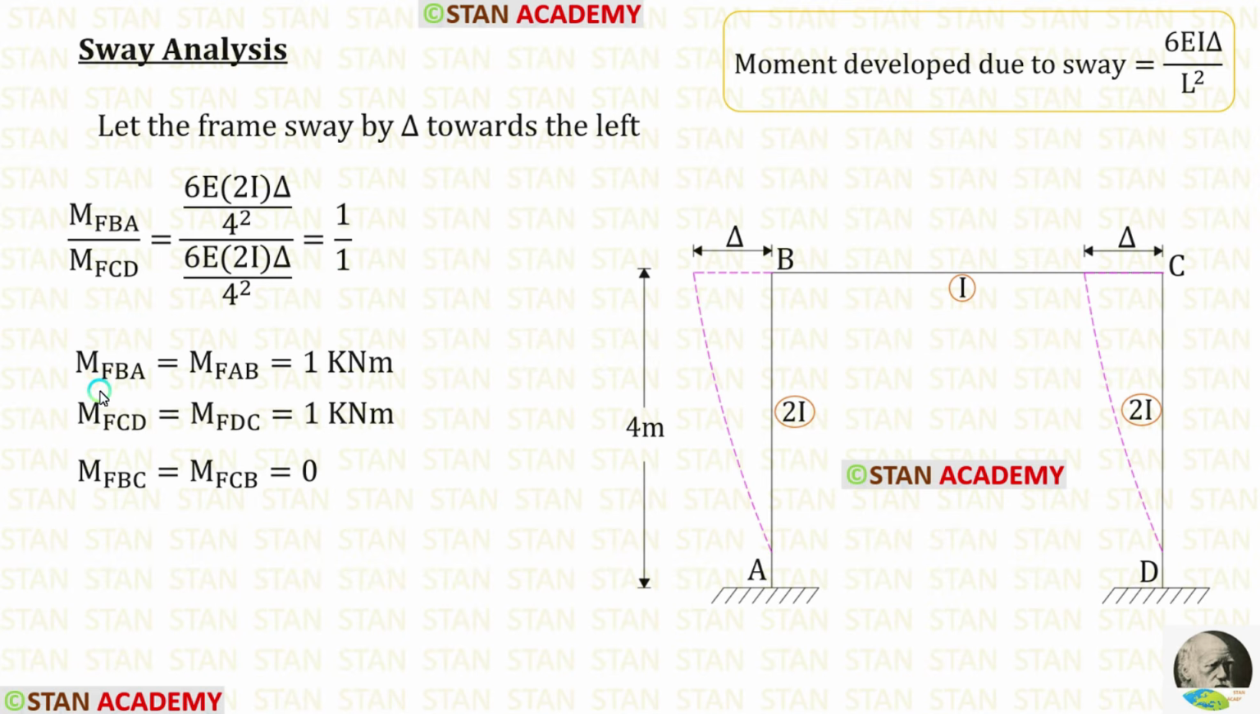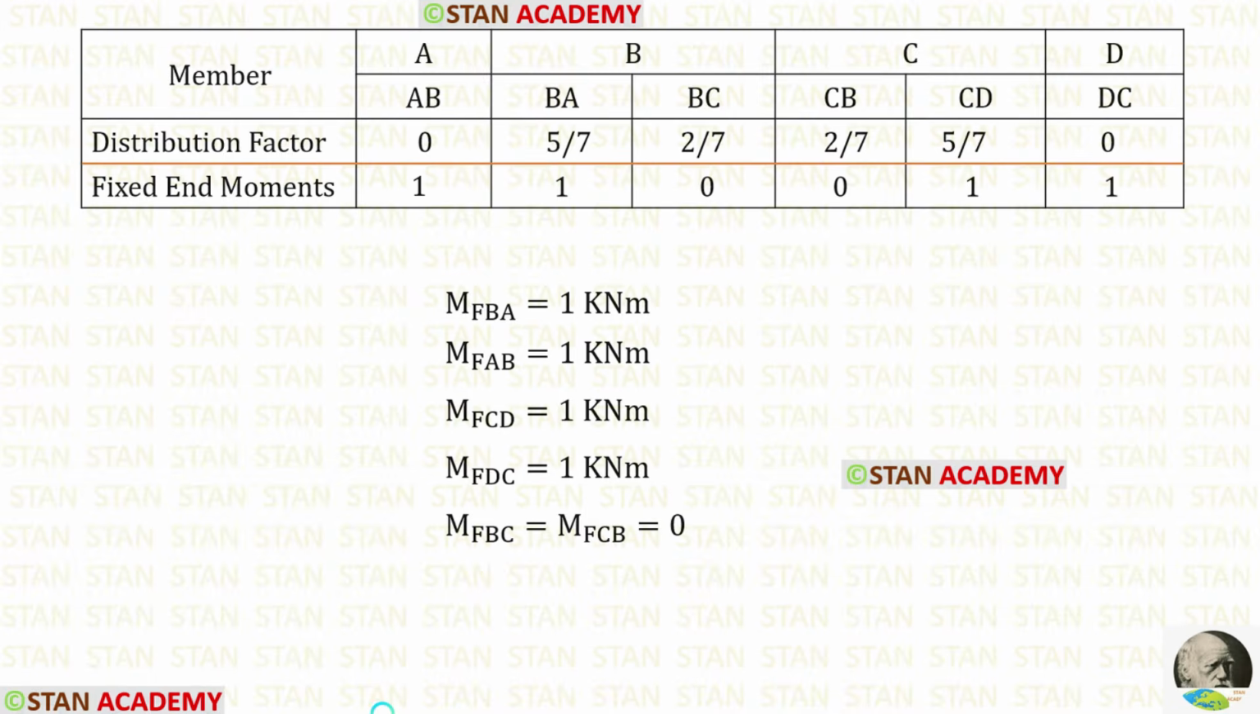Let us keep the fixed end moments M of BA and M of AB as 1. And let us keep the fixed end moments M of CD and M of DC as 1. The beam BC is not affected by sway, so the fixed end moments in the beam are 0. Now let us start making the moment distribution table.